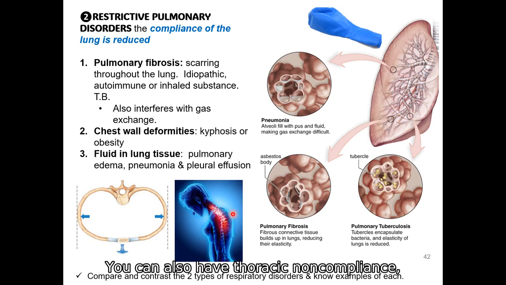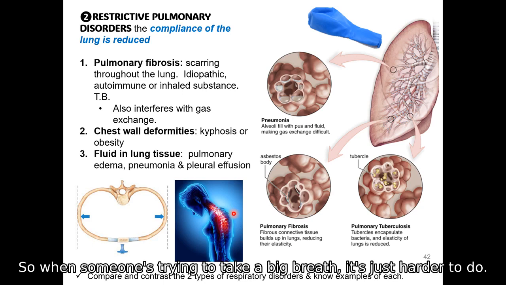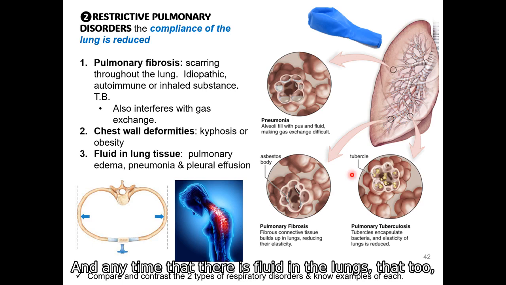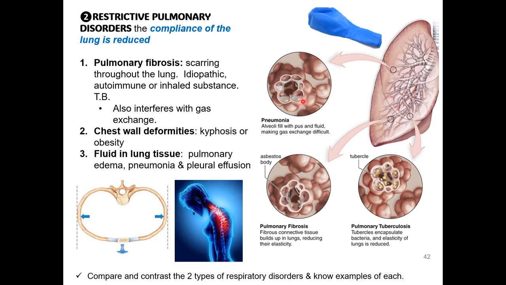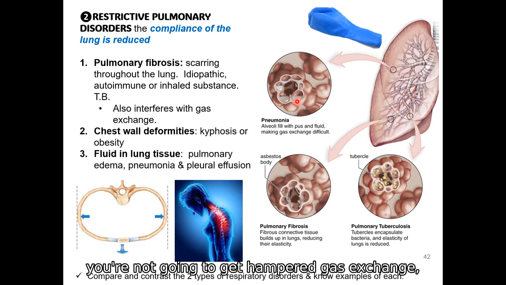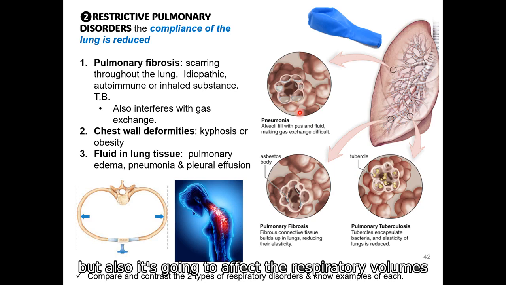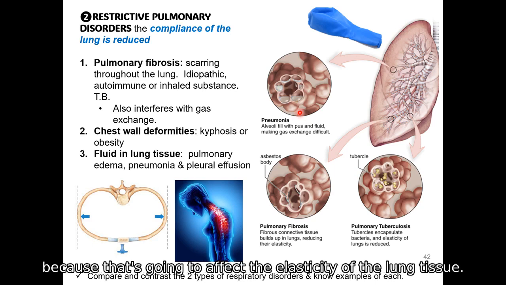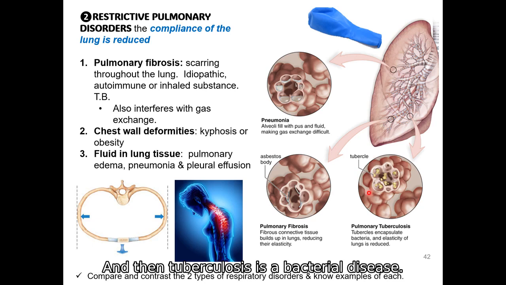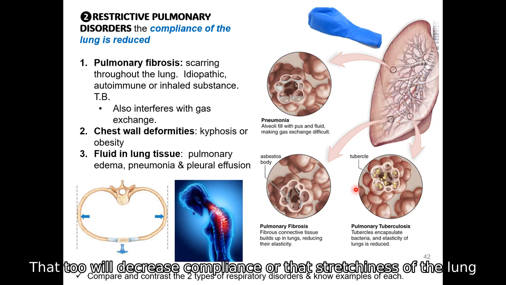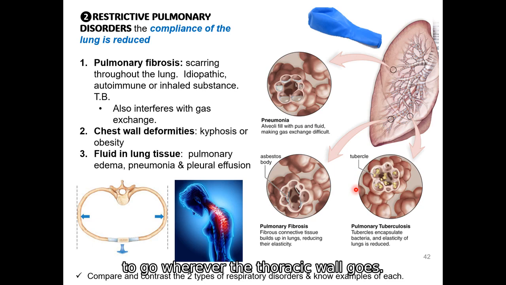You can also have thoracic non-compliance, so chest wall deformities, kyphosis, or obesity, that excess weight. So when someone's trying to take a big breath, it's just harder to do. And anytime that there is fluid in the lungs, you're going to get hampered gas exchange, but it's also going to affect the respiratory volumes, because that's going to affect the elasticity of the lung tissue. And then tuberculosis is a bacterial disease that too will decrease compliance, or that stretchiness of the lung to go wherever the thoracic wall goes.